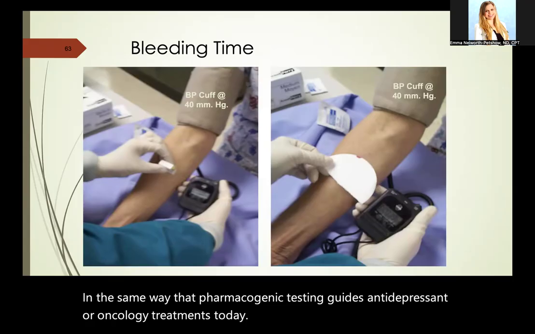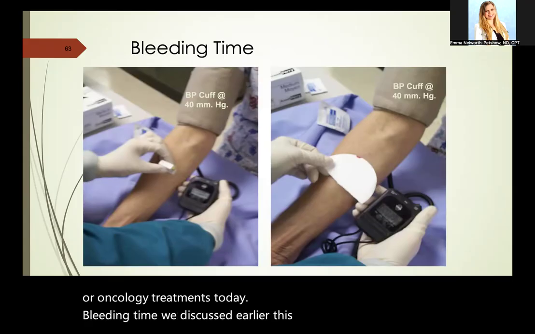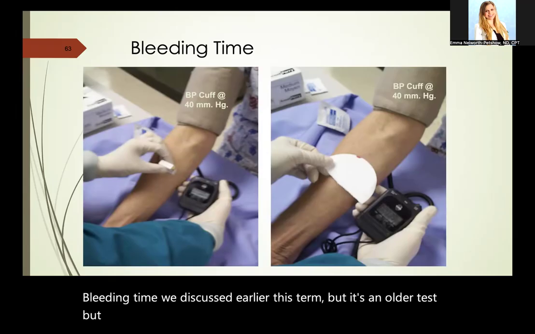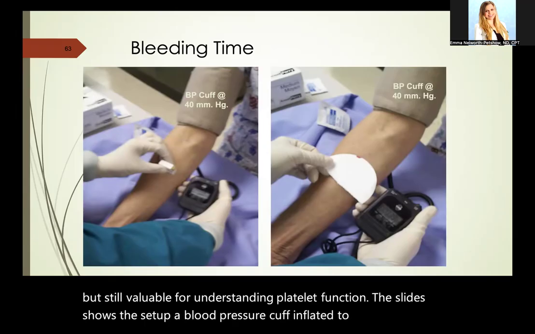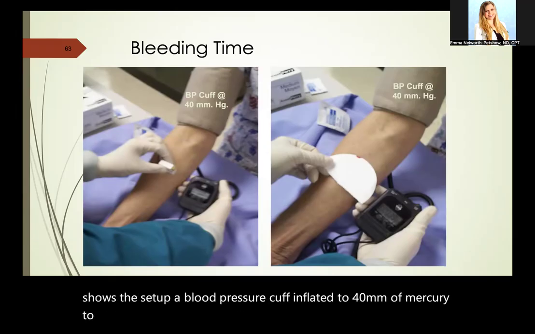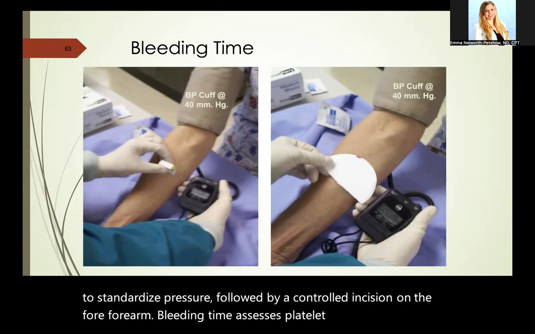Bleeding time, we discussed earlier this term, is an older test, but still valuable for understanding platelet function. This slide shows the setup: a blood pressure cuff inflated to 40 millimeters of mercury to standardize pressure, followed by a controlled incision on the forearm. Bleeding time assesses platelet plug formation, not the coagulation cascade.